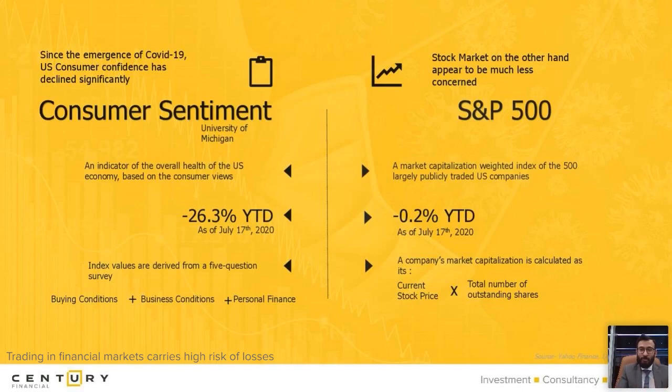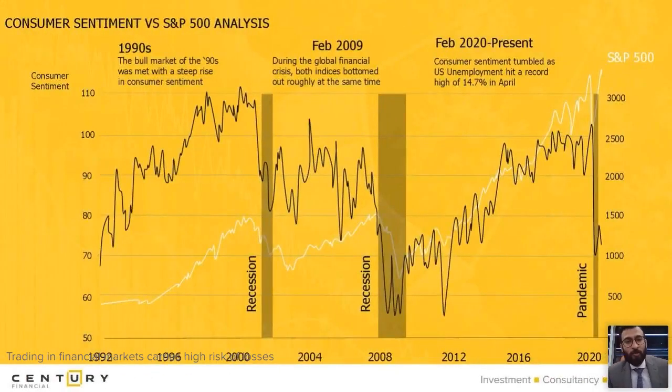So what do we understand from this? Let me show you the chart. Look at this. So the answer to your question of how to take the first step, how to choose the stock, whether it is short term or long term: first you have to understand the investor shift from 1990 to 2020. From 1992, the bull market of the 90s was met with a steep rise in consumer sentiment. The black line which you see is consumer sentiment, the white line is the S&P 500. If you see the rally from 1992 to 2000, the consumer sentiment was also up.